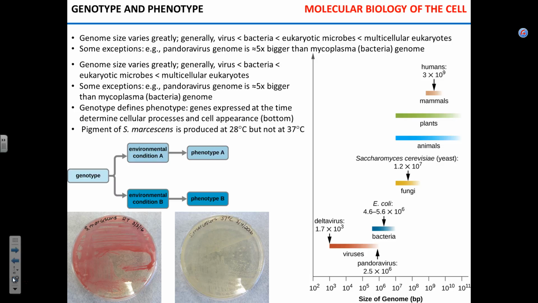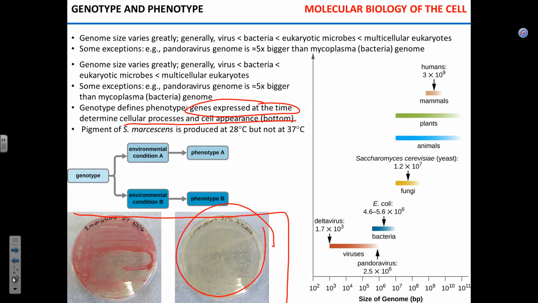So we come back again to the idea of genotype defining a phenotype, right? Basically, we have to understand that genes expressed at a given time will define the biochemical processes that go on in the cell. They will define cellular appearance. One of the best examples is Serratia marcescens. Don't pay attention to my problems with pronunciation. At a temperature slightly higher than room temperature, Serratia is going to produce red pigment. At 37, it's not going to produce any pigment, sorry.